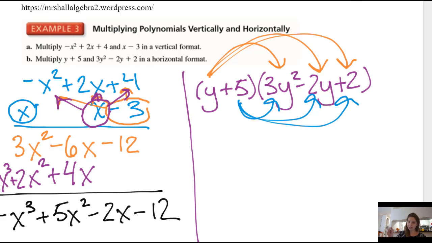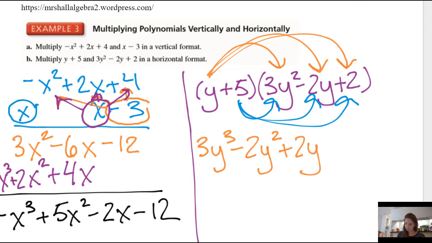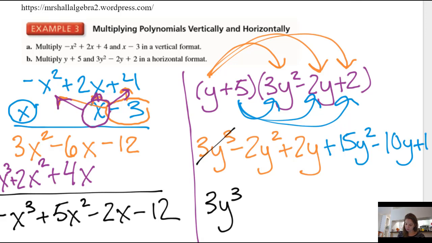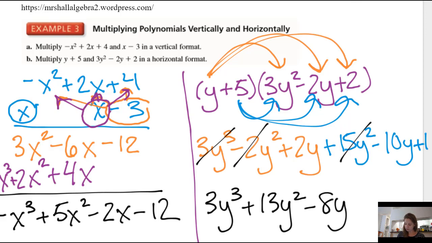So when I multiply y into every term in the second polynomial, I get 3y cubed minus 2y squared plus 2y. Multiply the 5: plus 15y squared minus 10y plus 10. And now I combine like terms. So I get 3y cubed plus 13y squared minus 8y plus 10.